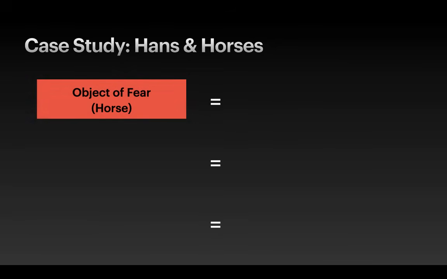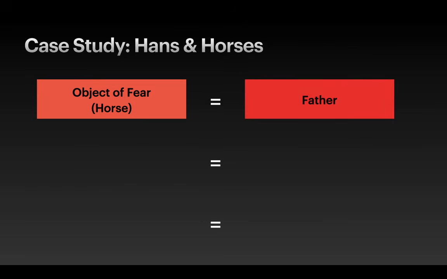So Freud said, okay, analyzing your son based on his case study, the object of fear here is the horse, right? That's the object of fear. He's afraid of the horse. It's a phobia of horses. But actually, what he's really afraid of is the father, right? He's just displacing his fear for the father onto the horse.